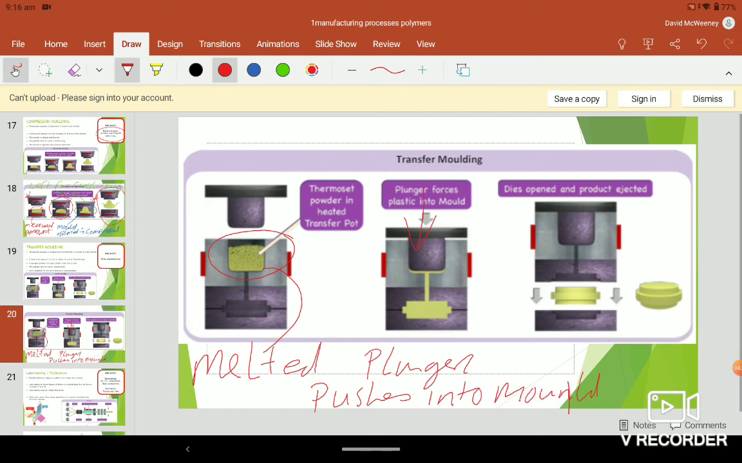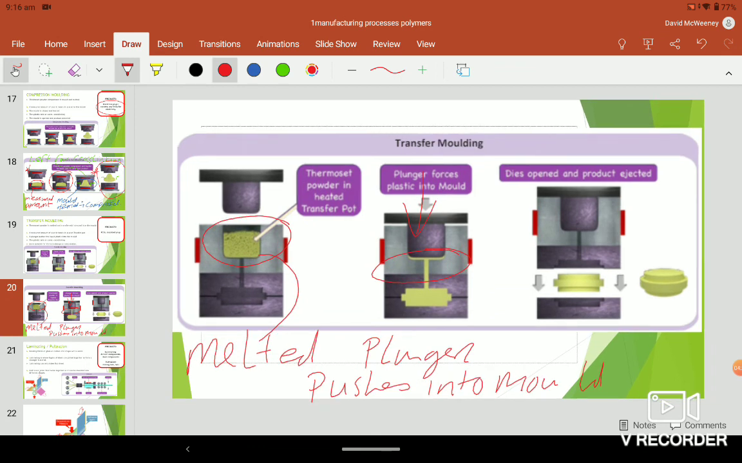Again, under huge pressure. And the reason why it does it under pressure is to stop any air pockets. If there's no pressure, there's going to be air pockets. And again, it doesn't matter if there's too much there, because the plunger doesn't have to go down the full way. And then once it's finished, the mold can split. Okay, so that's your transfer molding and your compression molding. So you just need to do nice, neat drawings. I have them attached to the assignment.